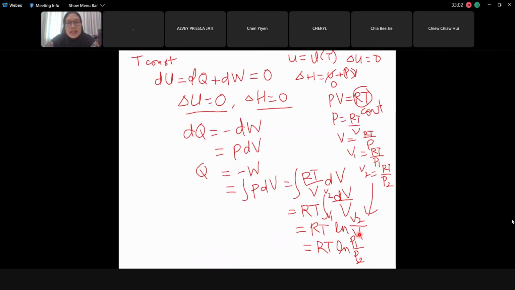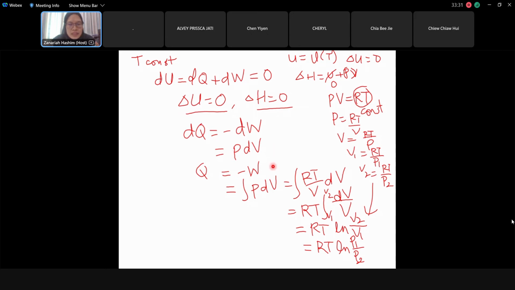Okay, this is just some derivation of the equation for the isothermal process. When T is constant, you have this energy balance: dU equals dQ plus dW, which equals 0. And then from here, you can derive dQ equals negative dW, which equals P dV.